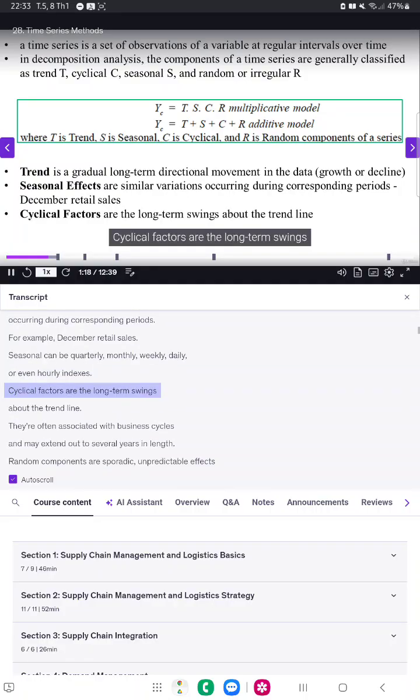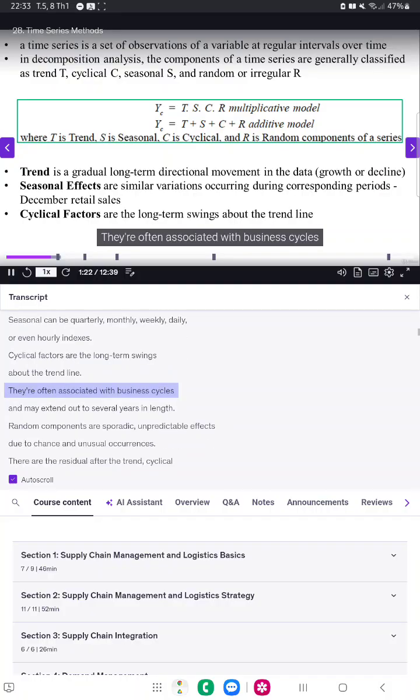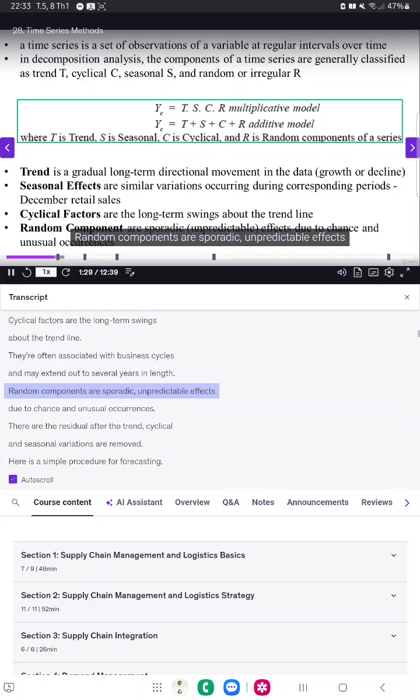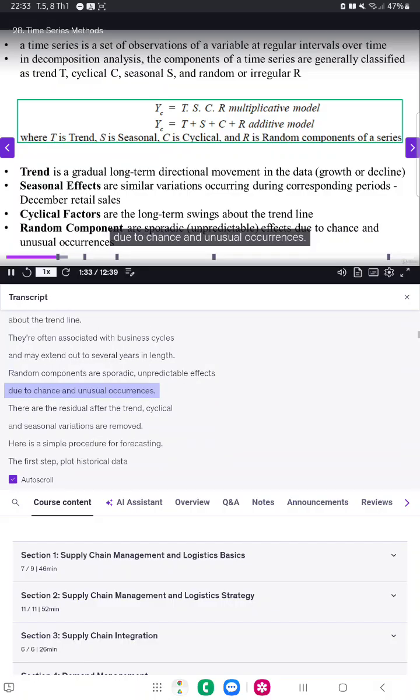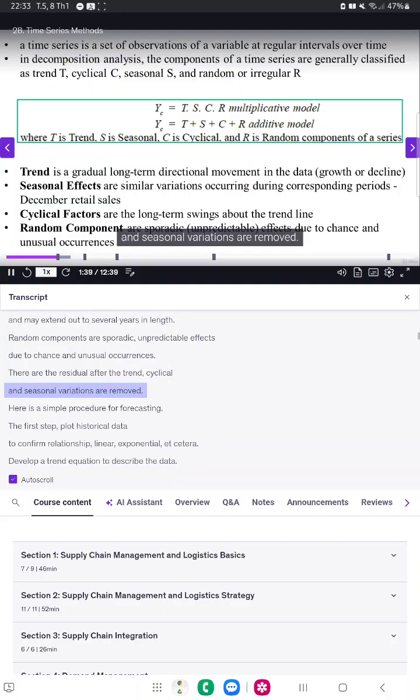Cyclical factors are the long-term swings about the trend line. They are often associated with business cycles and may extend out to several years in length. Random components are sporadic, unpredictable effects due to chance and unusual occurrences. They are the residual after the trend, cyclical, and seasonal variations are removed.